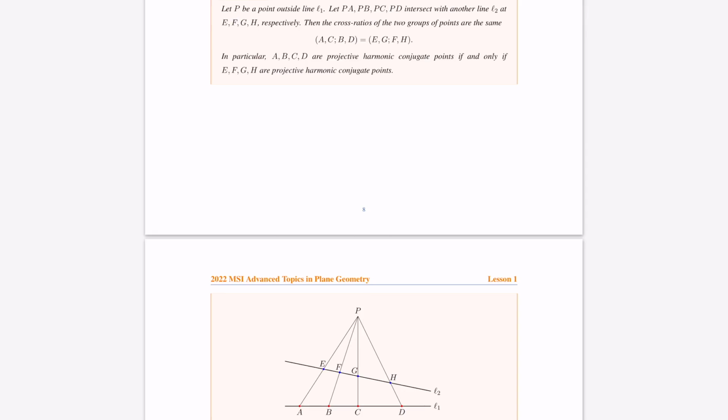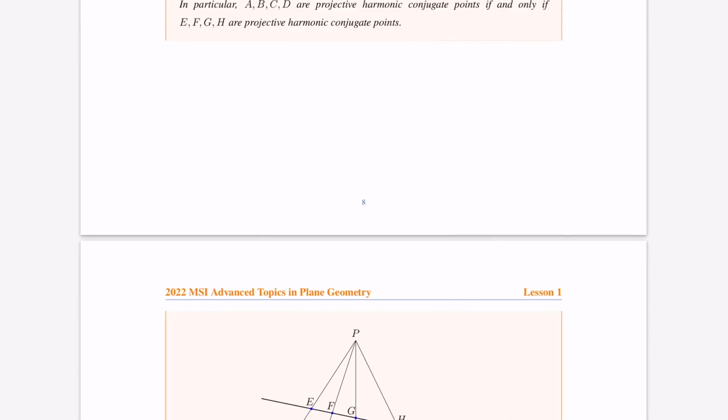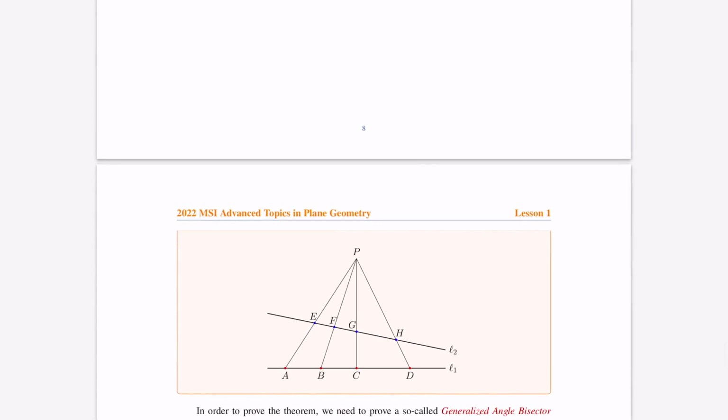So that means, well, this is very interesting because no matter what the position of L2 is, the cross ratio would be the same. Everything else will change, right? EF apparently won't be equal to AB, EG is not equal to AC. Well, they are all different. But surprisingly, the cross ratio stays the same. How to prove it? This is the second topic I'm going to talk about today.